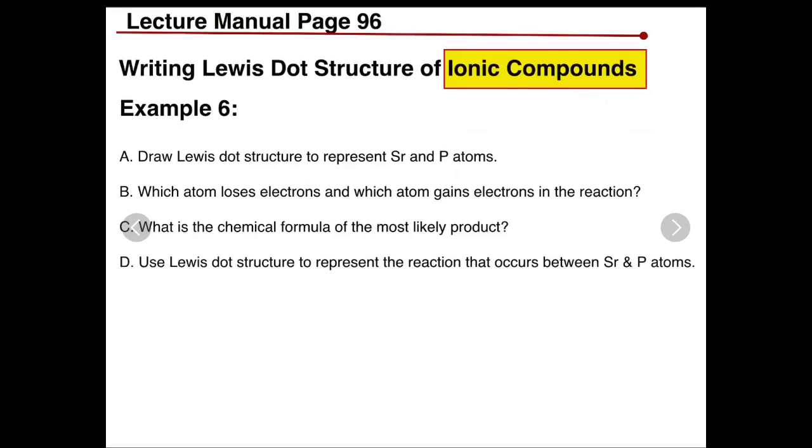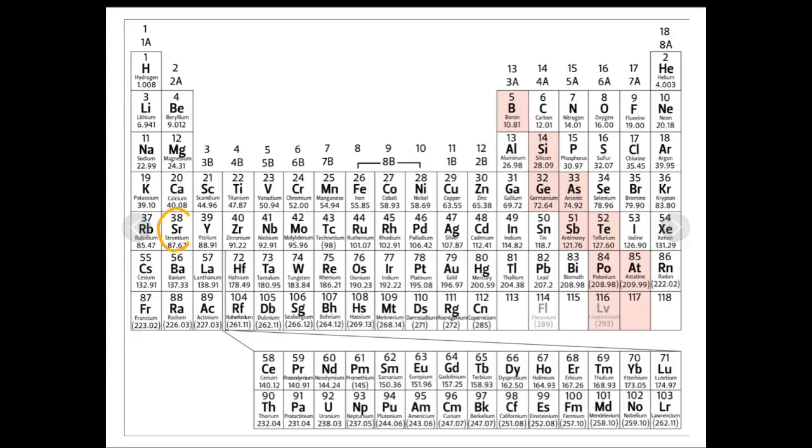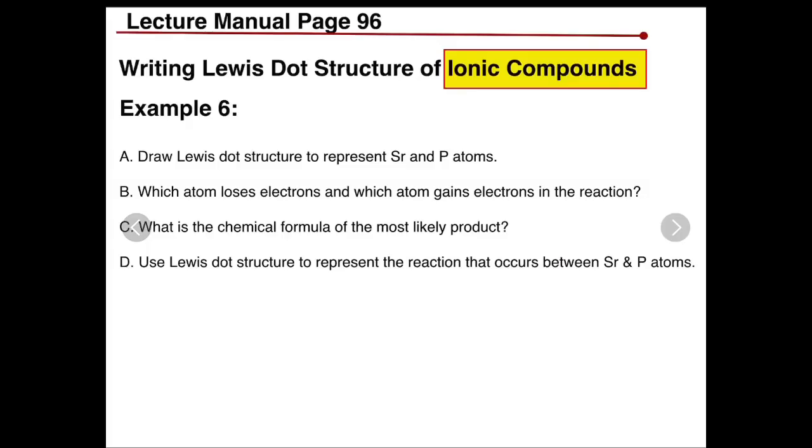All right, let's take a look at example 6. We are going to draw the Lewis dot structure to represent the strontium atom and phosphorus atom. So in this case, this is strontium right here and phosphorus is right here. Strontium in group 2A would have 2 valence electrons, and phosphorus would have 5 valence electrons. So I'm going to go back here to answer question A. Strontium would contain 2 electrons according to what we saw on the periodic table, and phosphorus contains 5. So I'm going to do 1, 2, 3, 4, 5.